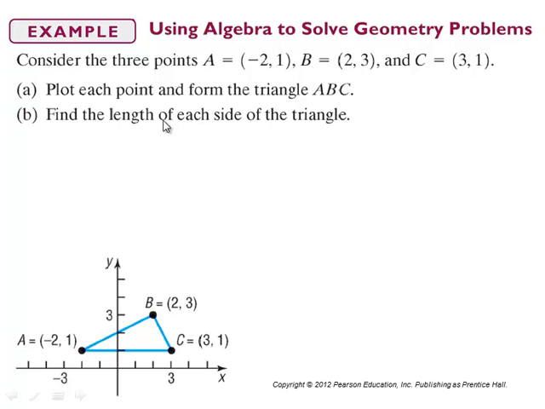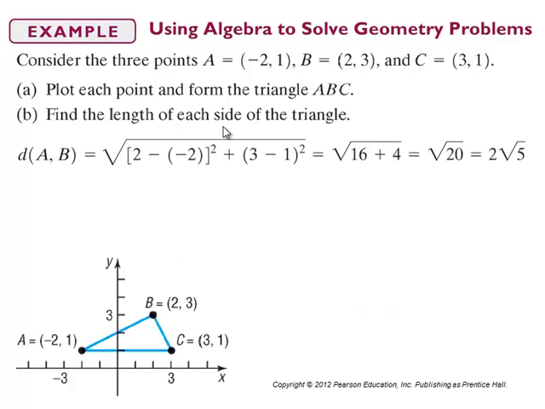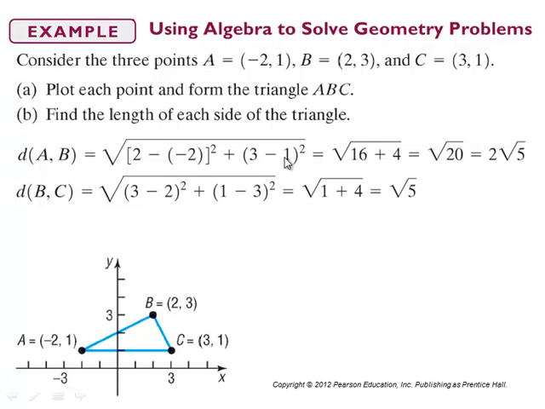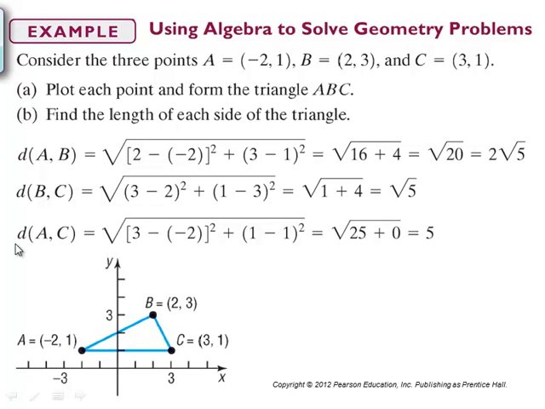So now we're going to find the length of each side of the triangle. So we're going to use the distance formula 3 times. There's the distance between A and B here. And as you can see here, that works out to be 2 times the square root of 5. I'll let you check those details yourself. And then we're going to calculate the distance between points B and C. And again, check the details yourself, but that works out to be square root of 5. And then calculate the distance between points A and C for this line segment right here. And that distance works out to be 5, as you can see from this calculation.